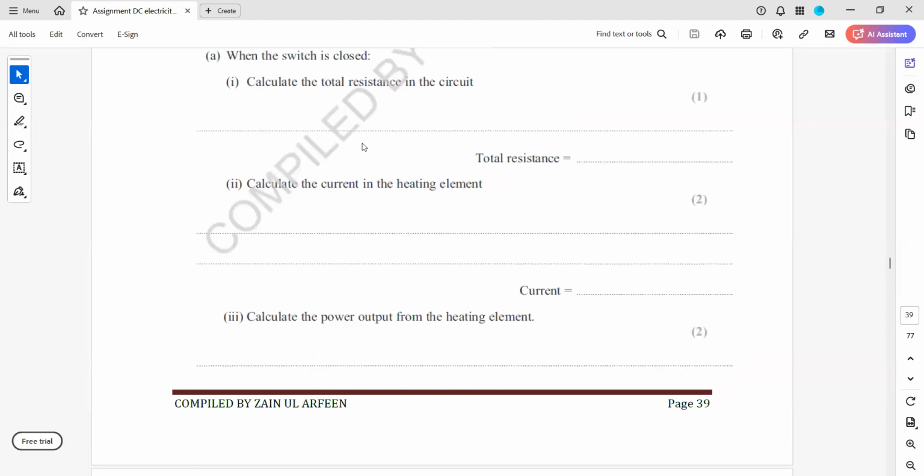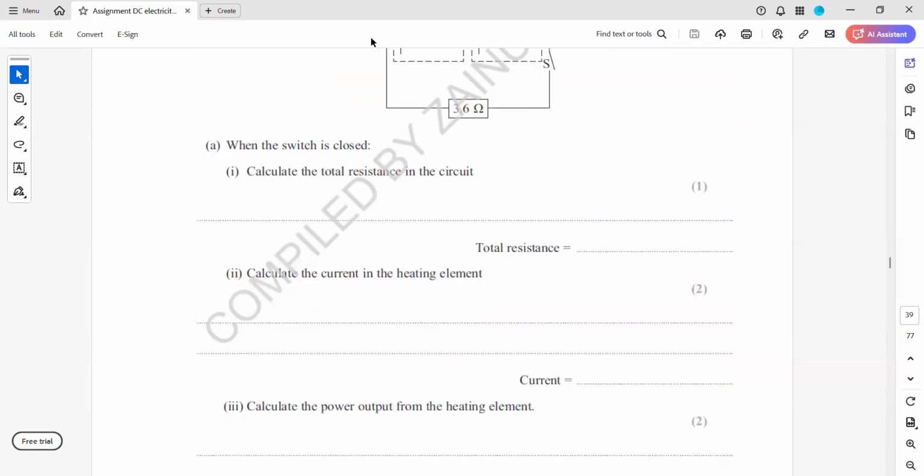Calculate the power output from the heating element. Here we have the current, which is 0.75, and we have the resistance, so we can use the formula P equals I squared R, where I is the current that will flow. 0.75 squared multiplied by the resistance, that is 3.6. That is equal to 2.02 watts.